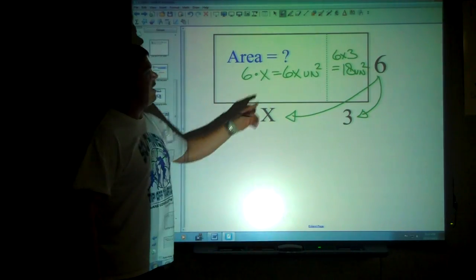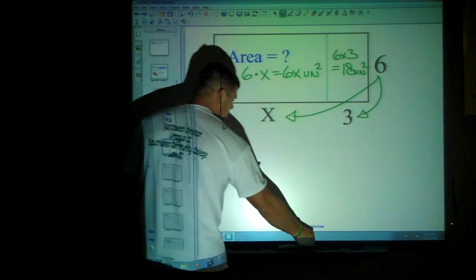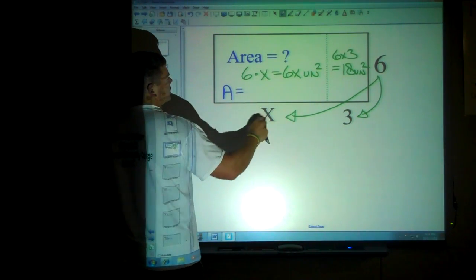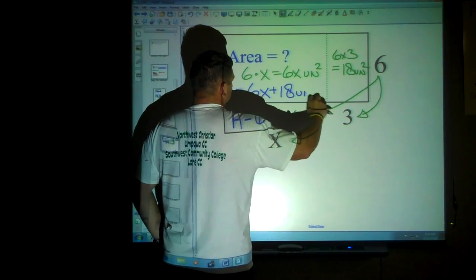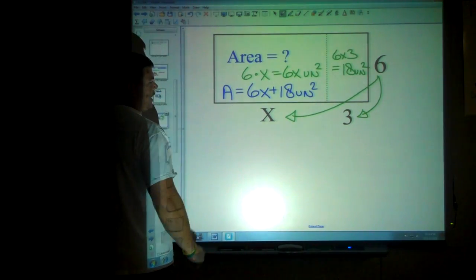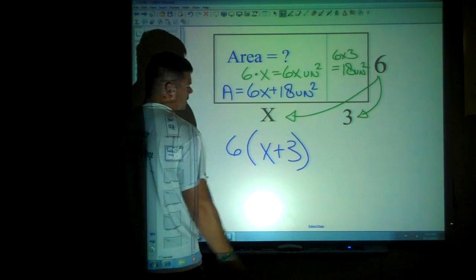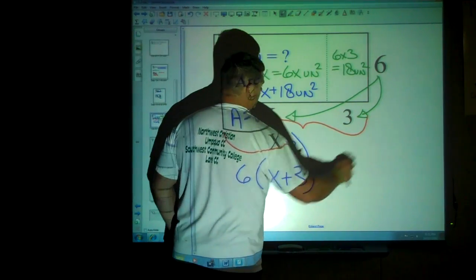Now, because I can't add those together, I can't say that's 24x. They're not like parts. My units are still going to be units squared, but I'm going to say that the area equals 6x plus 18 units squared. And you know what that would look like? That would be just like this. Because x plus 3 would represent this entire side.